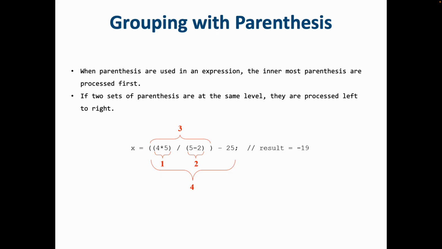4 times 5, 20. 5 minus 2 is 3. Then 20 divided by 3, but it is an integer division, so the result will be 6. 6 minus 2 and 5, it's minus 19. Is it understood how it's done? Any questions?